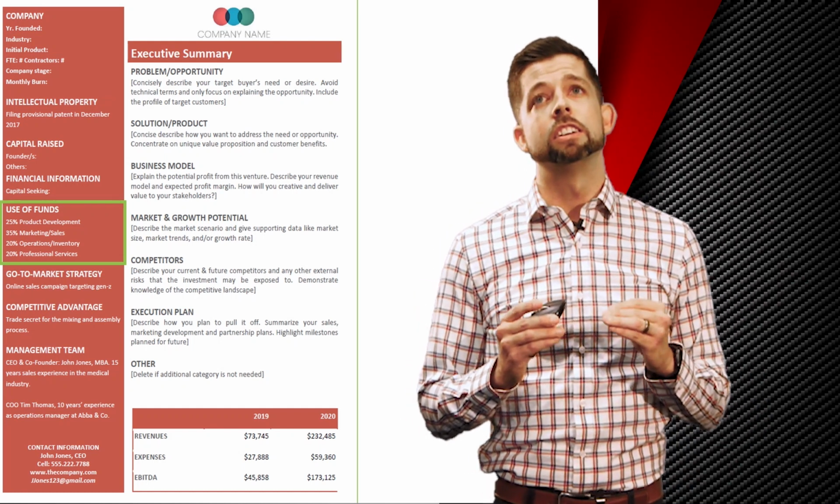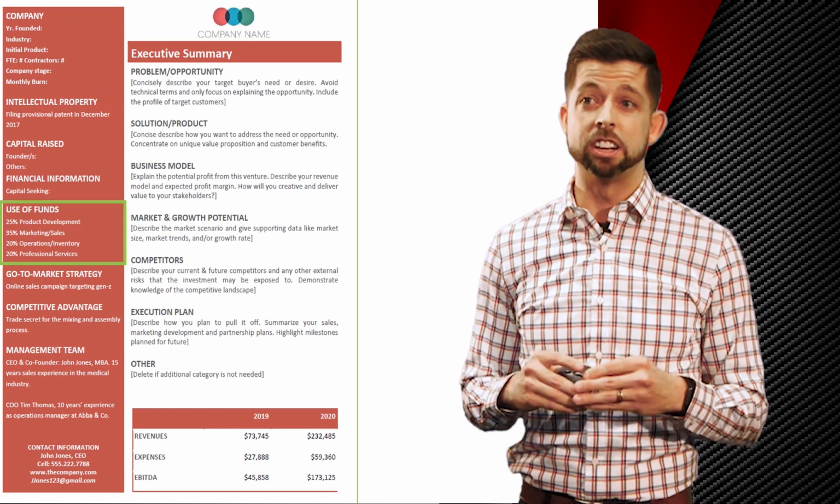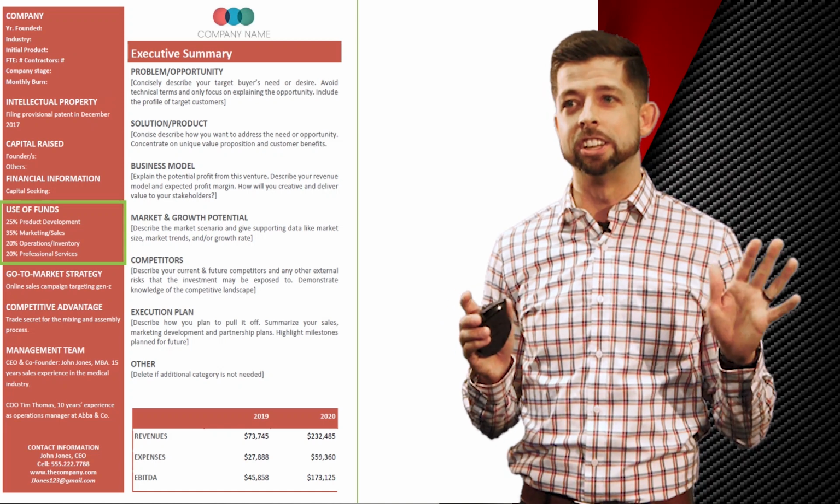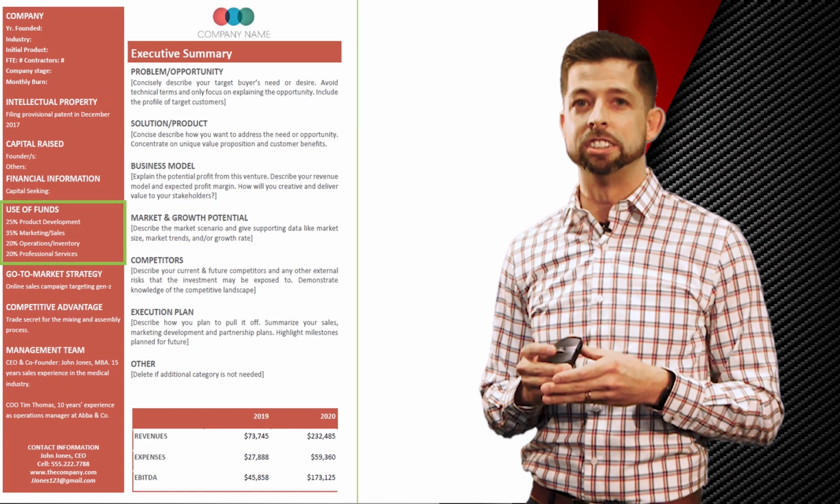Key thing here is you want it to be between three and five categories. Anything less doesn't tell you enough. Anything more is just too busy, clutters things. So right here is an example of four categories. That's a really good target to get to.